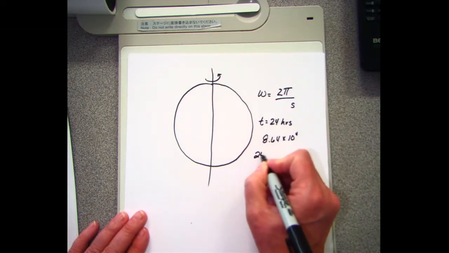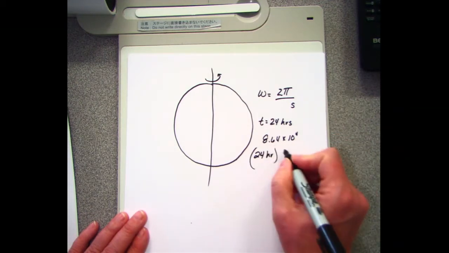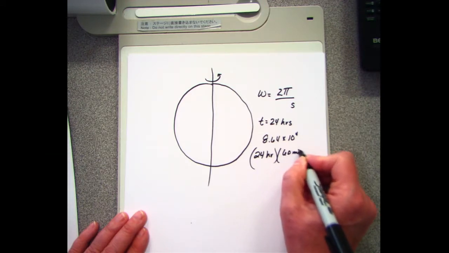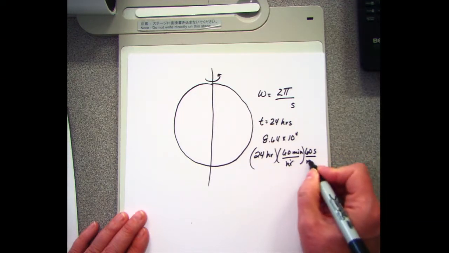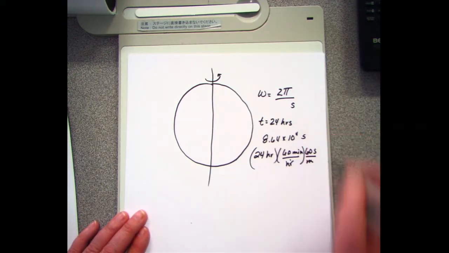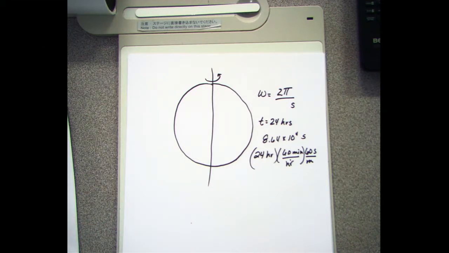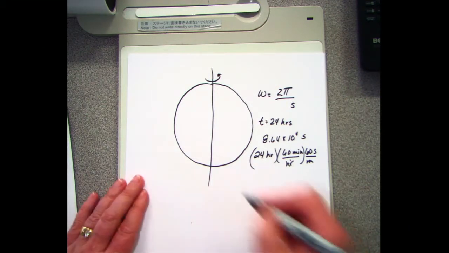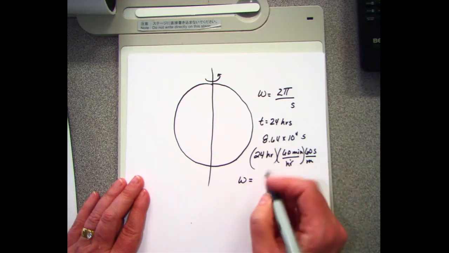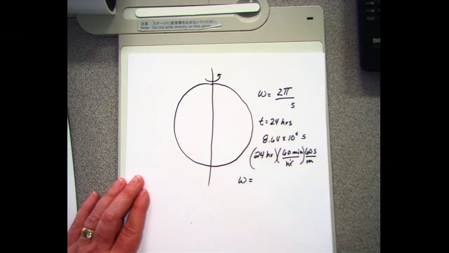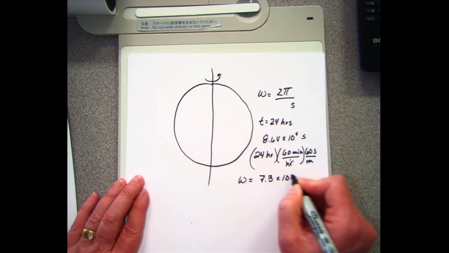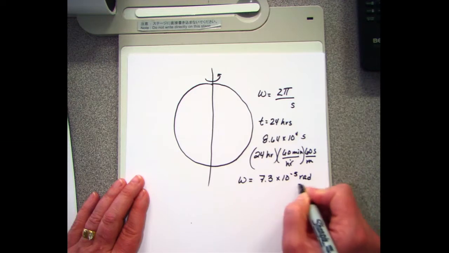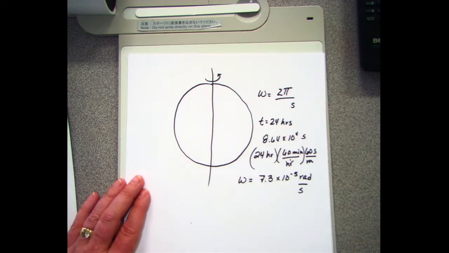So it's 24 hours. There are 60 minutes to an hour, and 60 seconds to a minute. So we get 86,400 seconds. So my angular velocity of our good old planet, if I do this, is 7.3 times 10 to the minus 5 radians per second. So we can actually calculate our angular velocity.